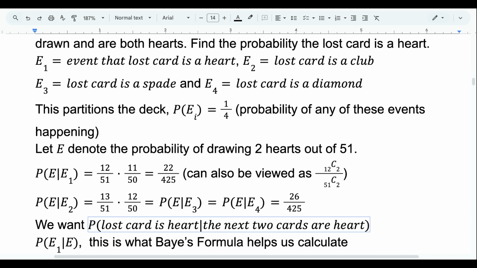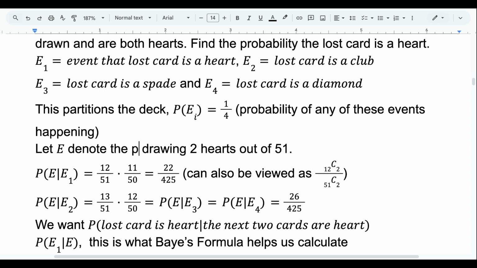So in terms of the notation here, we're trying to find the probability the lost card is a heart, so that's E1 given E. Actually, I should make a small adjustment here. E should not be probability. E should just be drawing. Let E denote drawing two hearts out of 51. E is an event, and then P of E would be the probability. So we're going to find the probability of E1 given E: the lost card is a heart given the following two cards were both hearts.